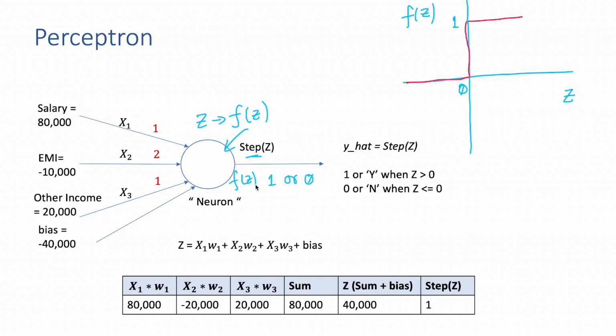f of z is always going to produce 1 or 0, especially when you are considering a step function for your activation function. Okay, we'll deal with different types of activation functions later. For those who have covered the previous module, we already have covered all the different activation functions in depth.